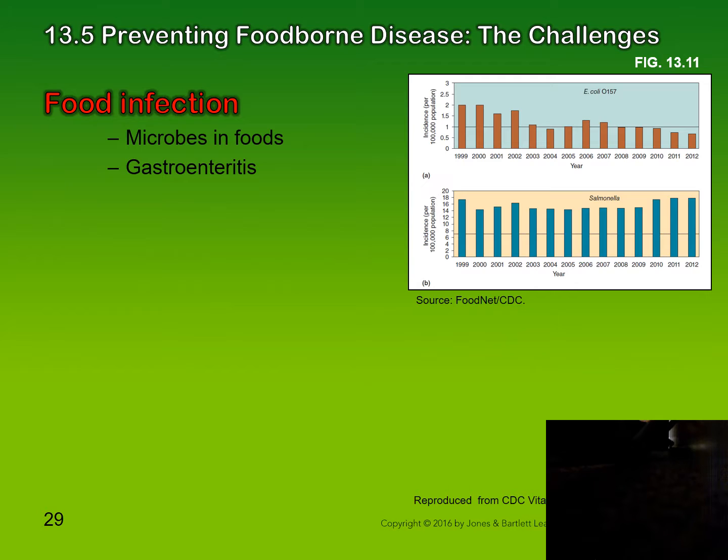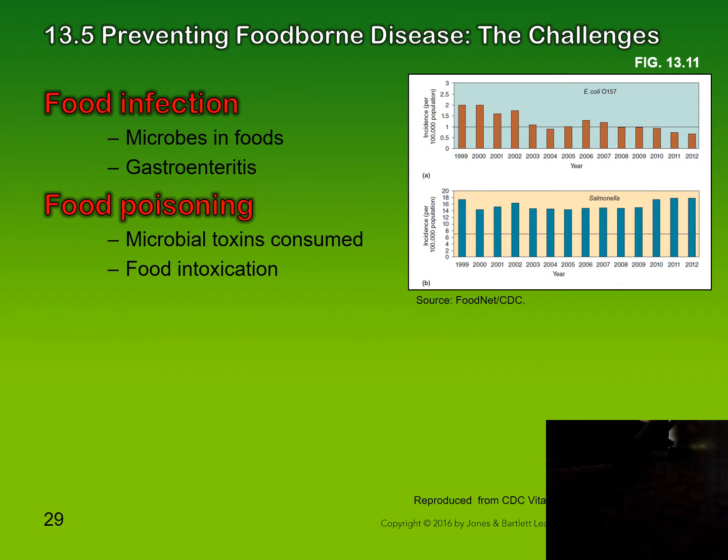This is most often going to cause some kind of gastroenteritis, and that's because the bacteria are going to be growing after the food has been ingested. In food poisoning, the toxin is consumed, but not necessarily any of the microbe. And food intoxication, like I said, is a kind of food poisoning where it's the toxin that is present, not necessarily the microbe being present in the food anymore.